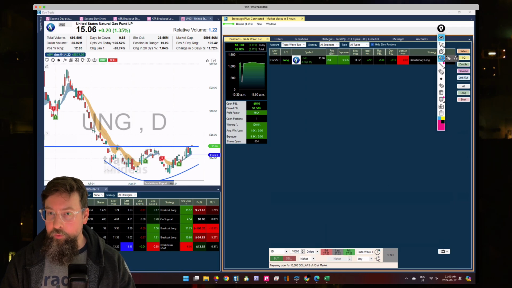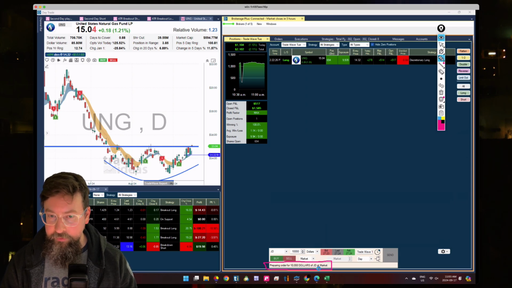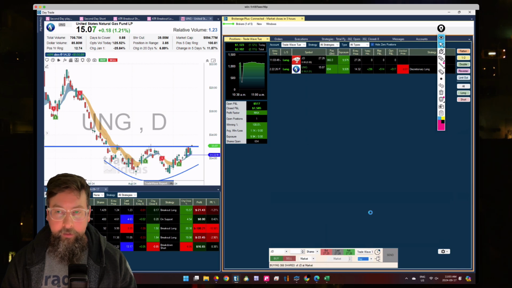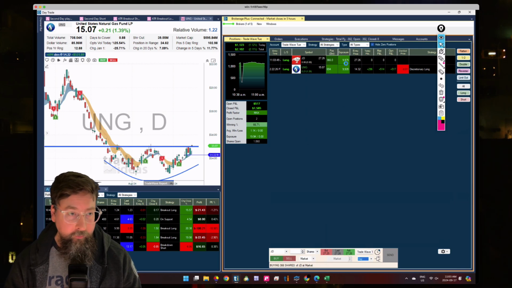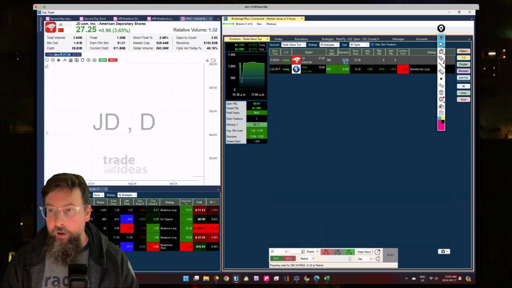And you can see, if you're new to Brokerage Plus in our simulator, everything is kind of telling you what's going to happen right here. So it's saying preparing order for $10,000 of JD at market. I want to make sure that it's pointed to the TradeWave Tuesday account right there, which it is. And then I just want to say a buy instead of sell. And I'm just going to send that at market. And we are going to buy $10,000. You can see popped in there, actually 9,975, of course, rounding, with shares of JD.